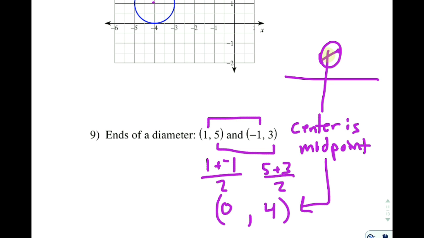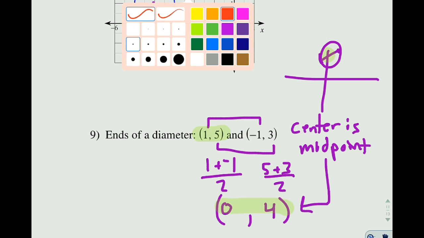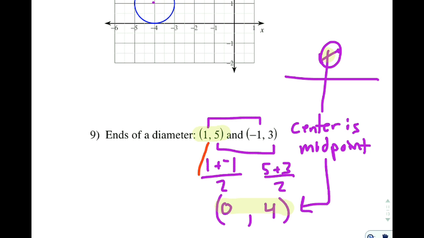Now the radius is not the distance between the two endpoints of the diameter. That would give you the diameter. You want the radius. The radius is half of that. So you could find this distance and cut it in half. But an even safer bet is to go from the center to one of the ends. Let's pick this one because there's no negative numbers. It makes it a little less confusing. If we're going to calculate distance, we're going to say how far apart are the x's. Well, they are 1 apart. So 1 minus 0 is 1. And we're going to plug that into our Pythagorean theorem. How far apart are the y's? 5 and 4 are 1 apart.